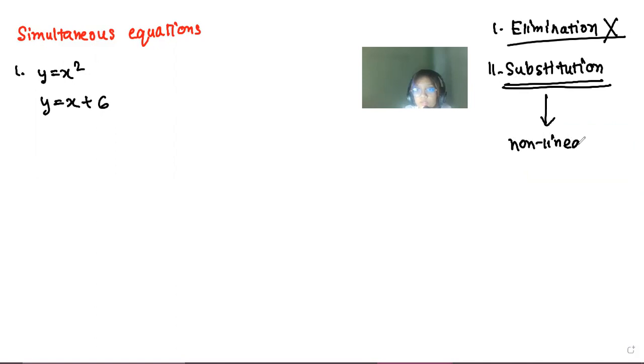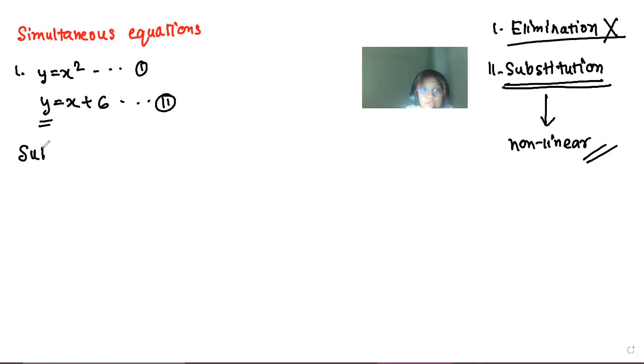Of course, you can use it for linear equations as well, but in linear equations, we have to use elimination method because it's easier as well as it's faster. So how do we exactly solve this one? Let's assume that this is our first equation and this is our second equation. In the second equation, y is already our subject. So we can substitute the second equation into the first.